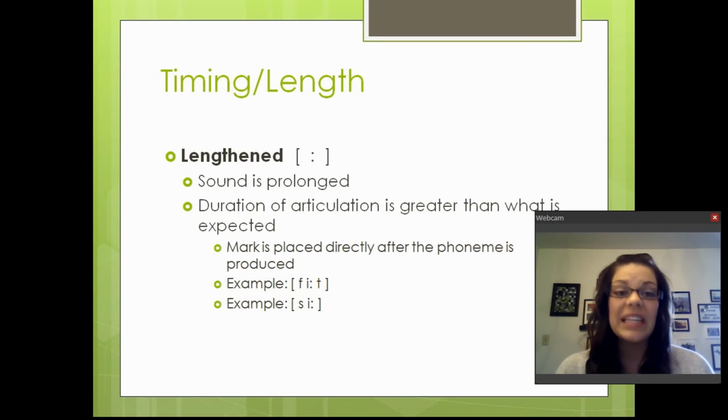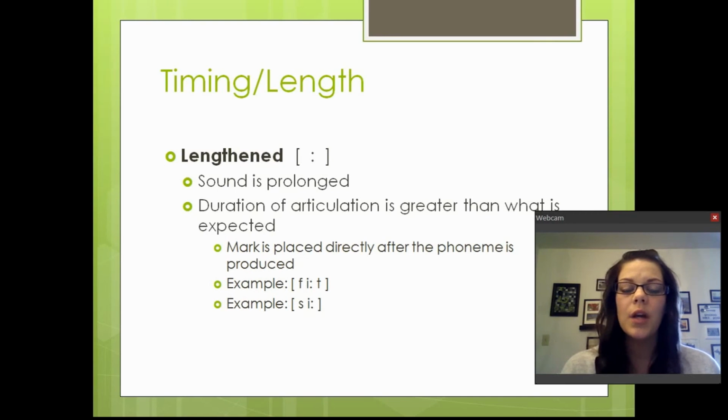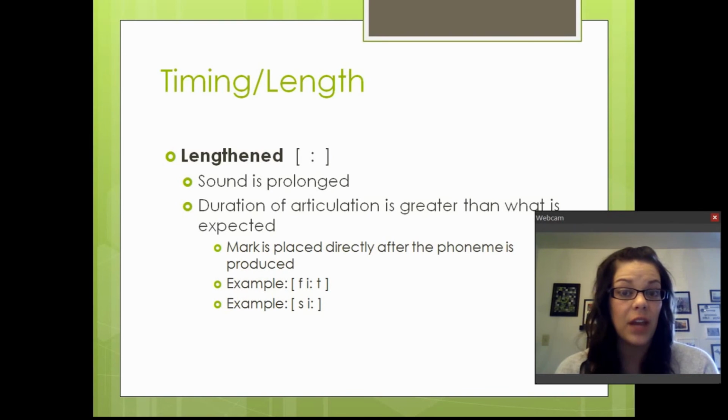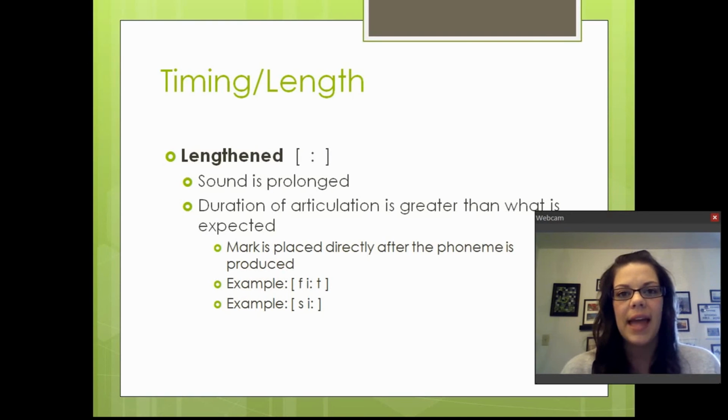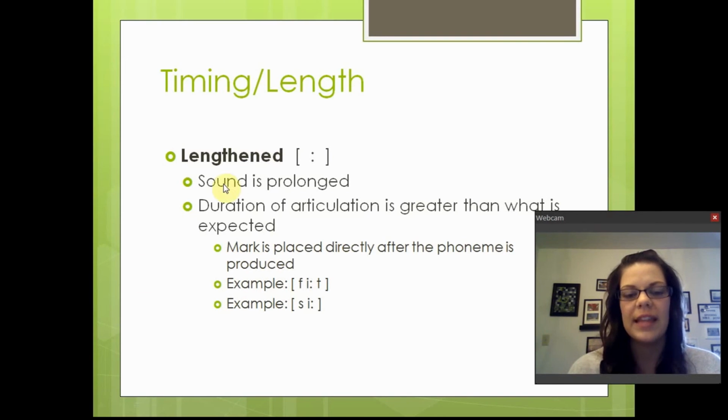We do actually use this in therapy, especially for children or adults with fluency disorders. One of the treatment strategies is to prolong or stretch their speech. And when you prolong, you help slow down their speech and get their articulators ready for the next word, which helps decrease disfluencies. So if I was reading this first line, I might say, sound is prolonged. So I'm prolonging those sounds much more than expected. I can show that with the lengthened diacritic.